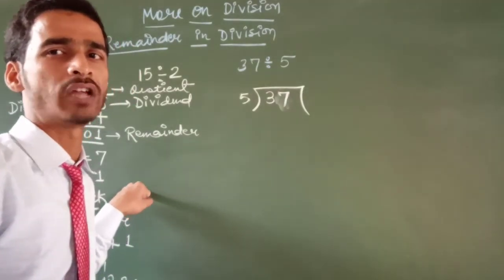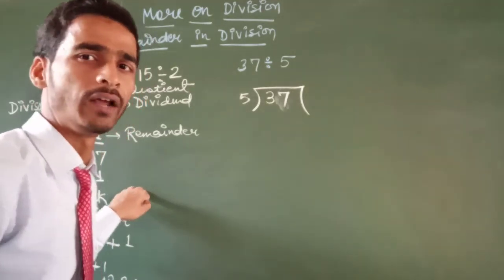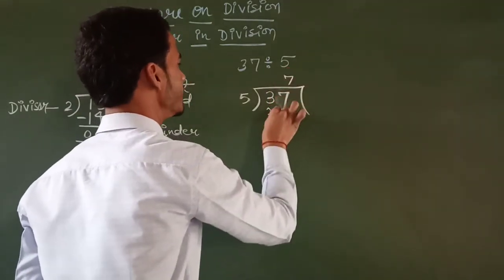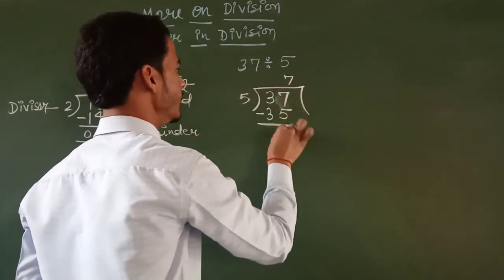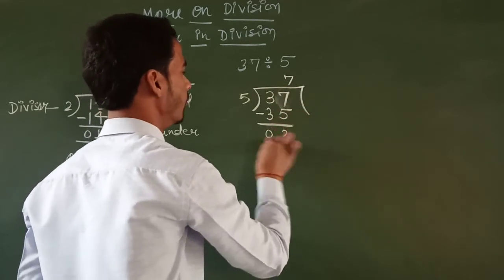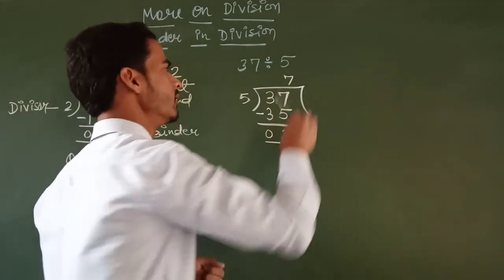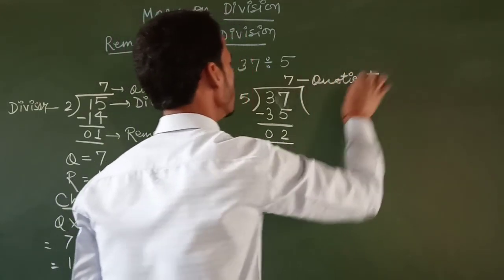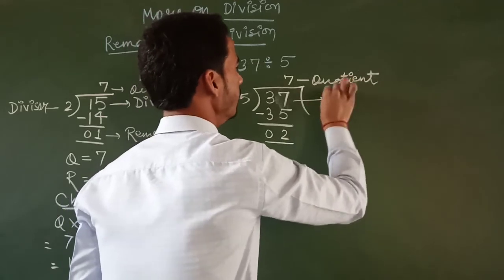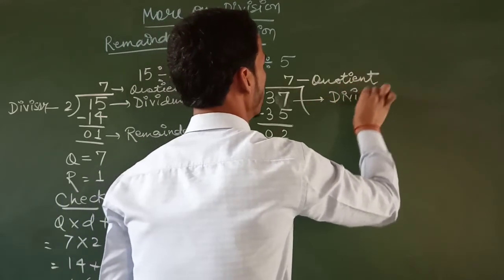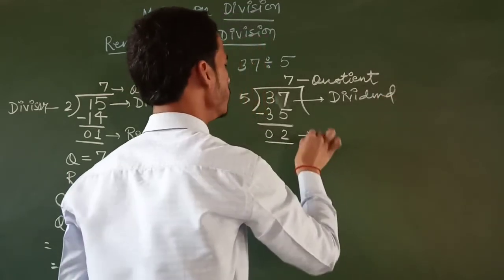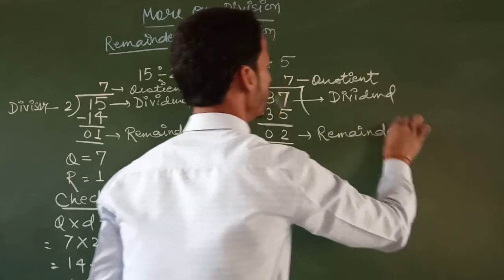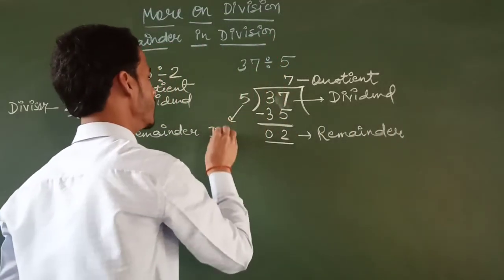5 1s are 5, 5 2s are 10, 5 3s are 15, 5 4s are 20, 5 5s are 25, 5 6s are 30, 5 7s are 35. 7 minus 5, that is 2, and 3 minus 3, that is 0. In this case, 7 is the quotient and 37 is the dividend, and 2 is the remainder and 5 is the divisor.